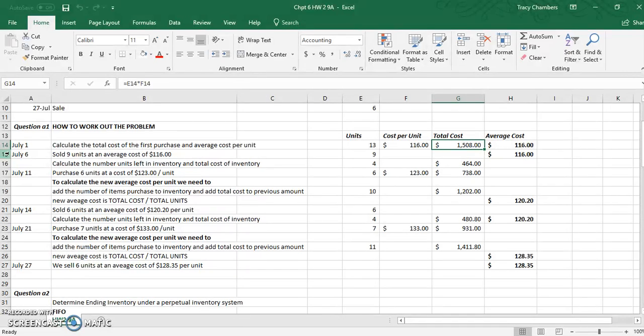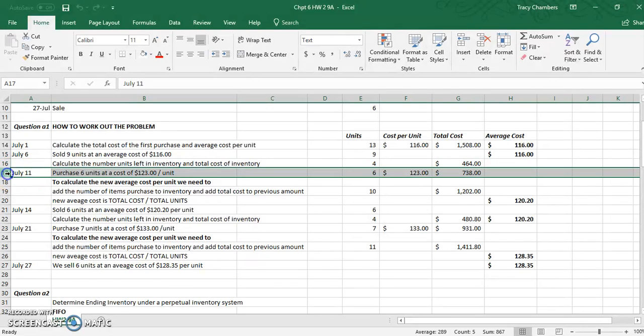On July 6th, we sold 9 units at an average cost of $116. So we have our 9 units at $116. We have to calculate the number of units left in inventory and the total cost of the inventory. So what I did was, right here, we started with 13 units. We subtracted 9 units, so we have 4 units left. And 4 units at $116 gives us $464.